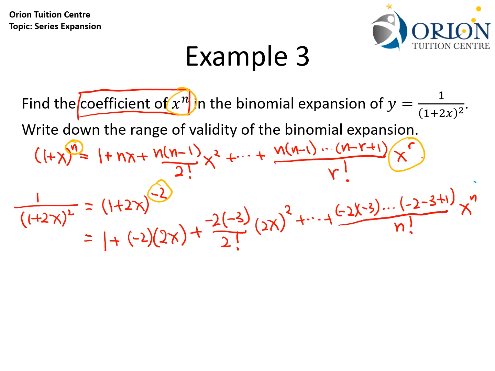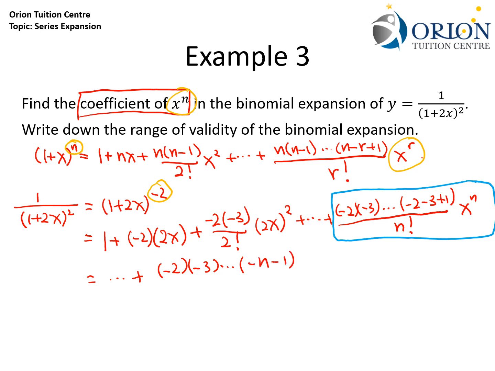So the term of interest is this one over here. And let's try to simplify just this term. So this expression can become simply dot dot dot plus minus 2 minus 3 and so on until minus n minus 1 divided by n factorial times 2x power n. So over here it should have been a 2x power n instead of x power n.